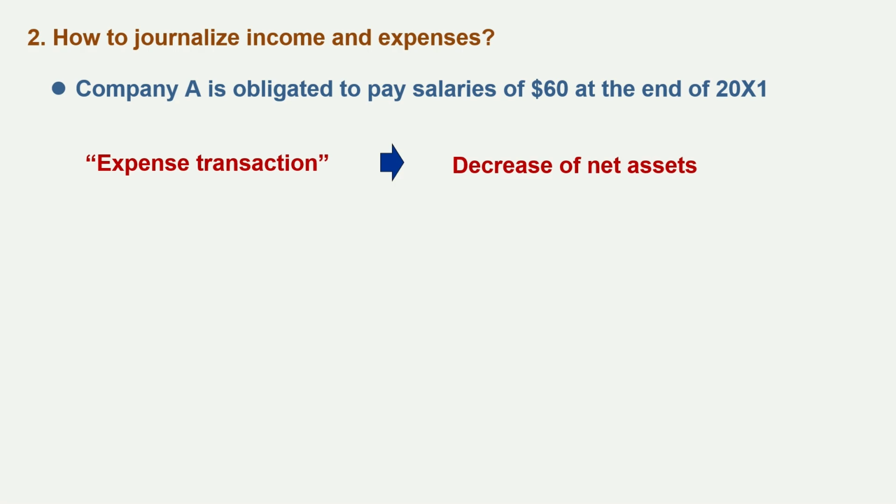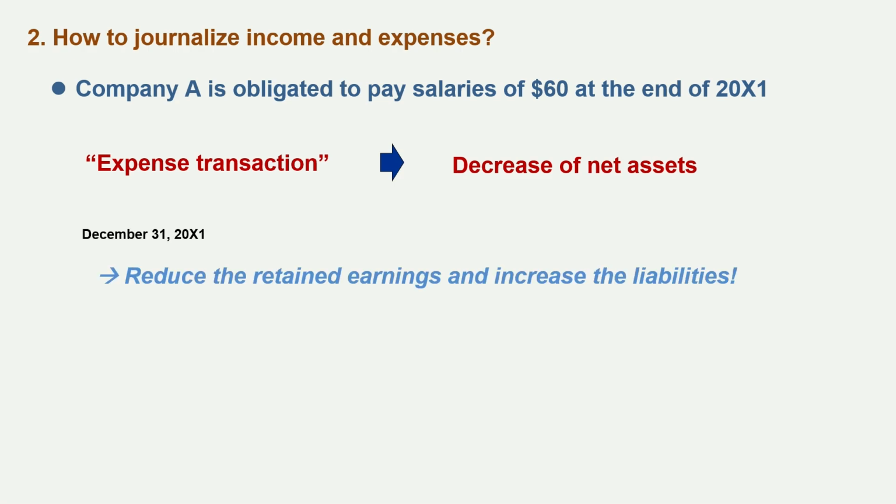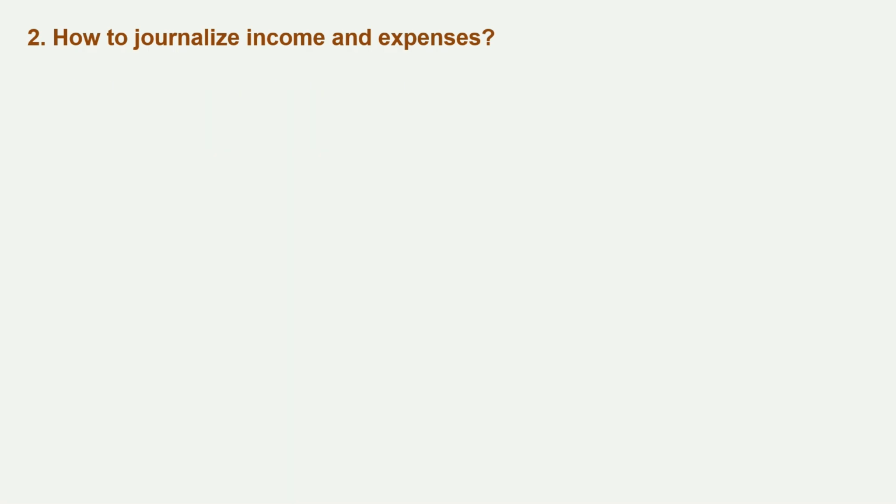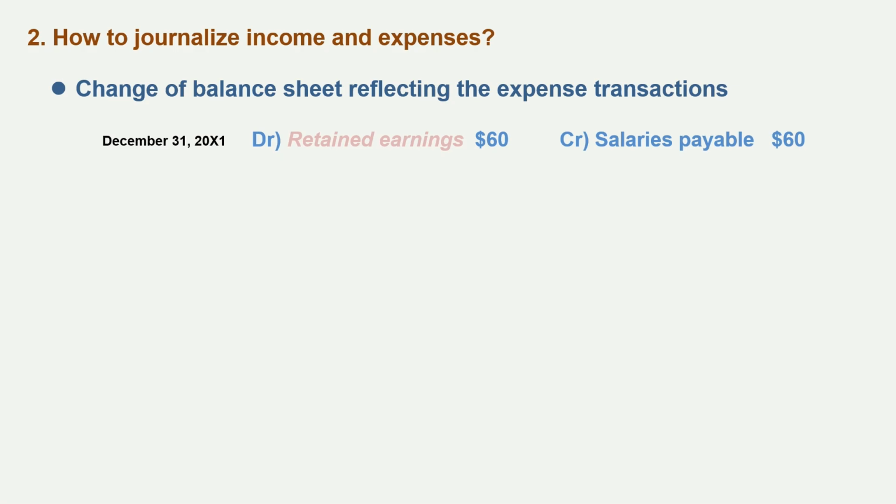So, a journal entry for this expense should reduce the retained earnings in the equity account by the amount of the increase in liabilities of $60. We could consider an entry to debit retained earnings and credit salaries payable like this. As a result, the balance sheet will be updated as follows.